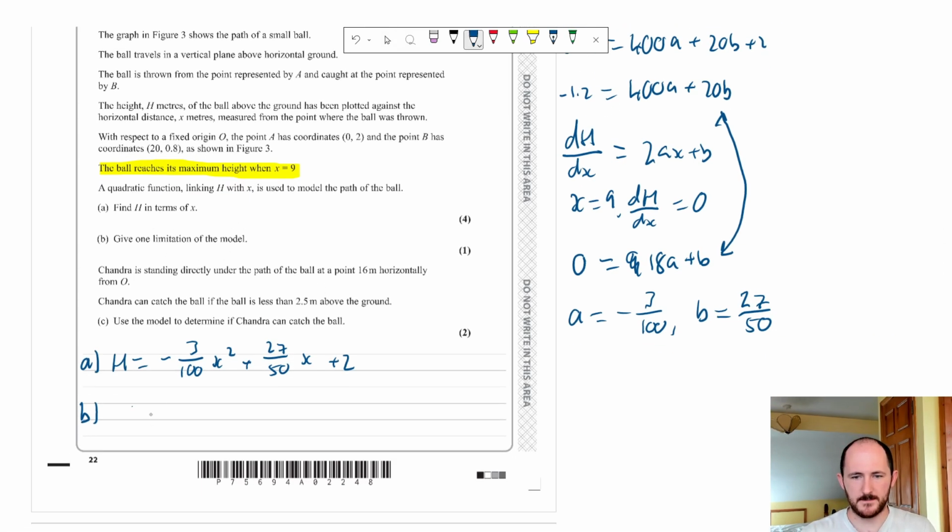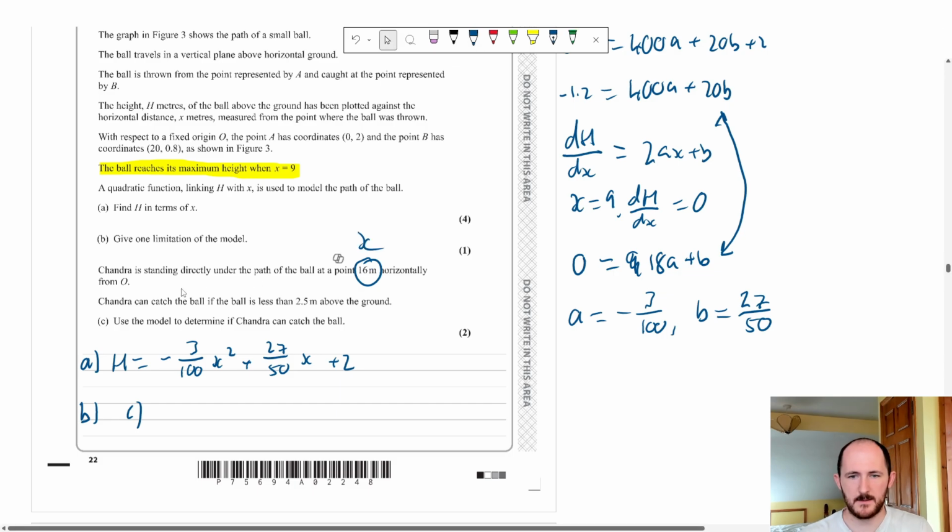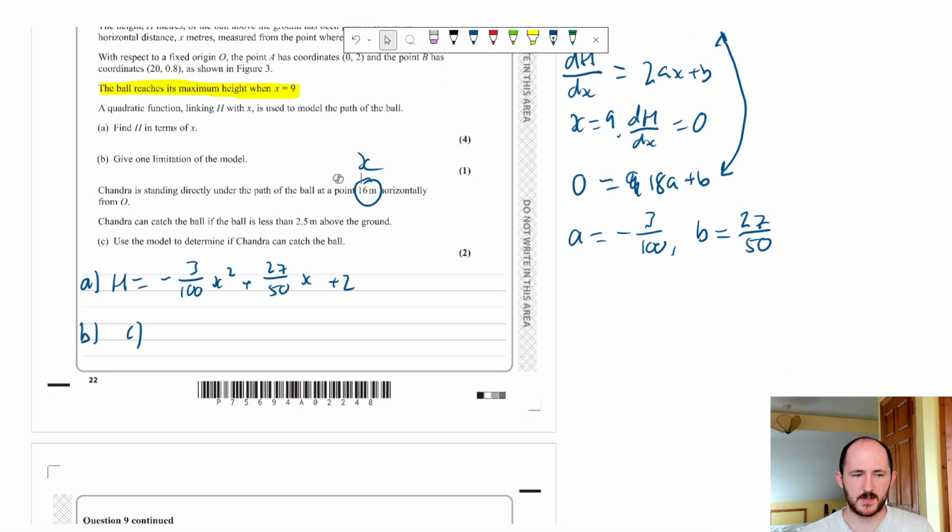Now for part C, it says Chandra is standing directly under the path of the ball where it's 16 meters horizontally, so that means x is 16 meters. She can catch the ball if the ball is less than 2.5 meters above the ground. Use the model. So basically just sub in x equals 16 and see what you get.